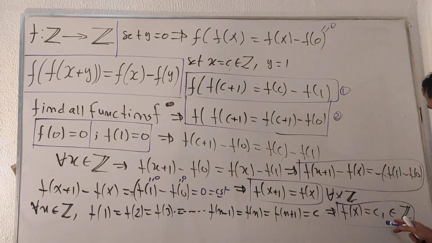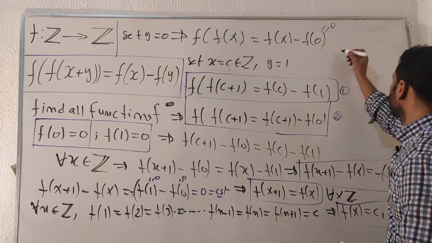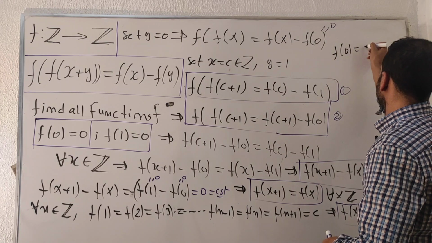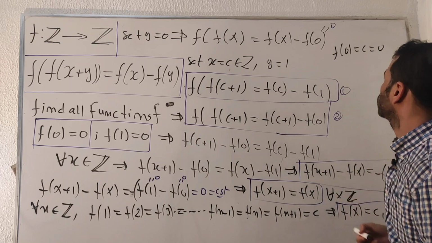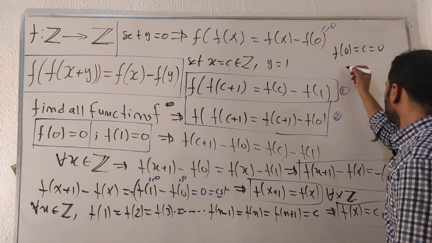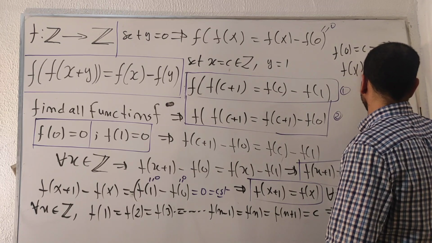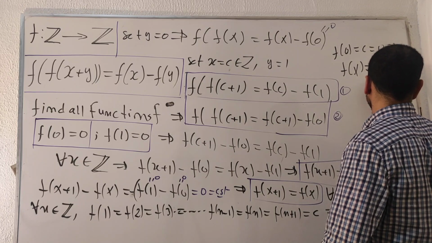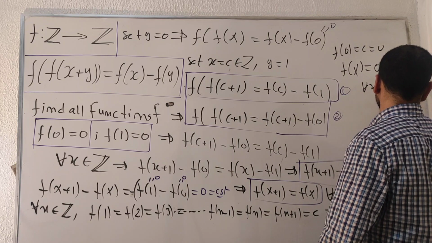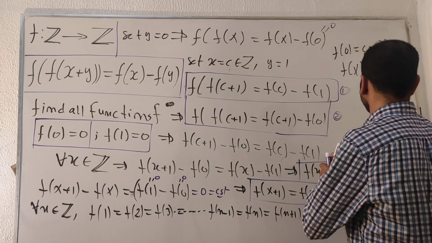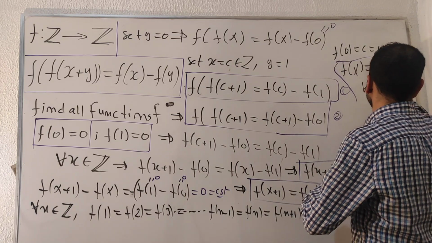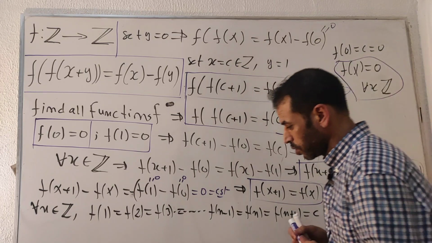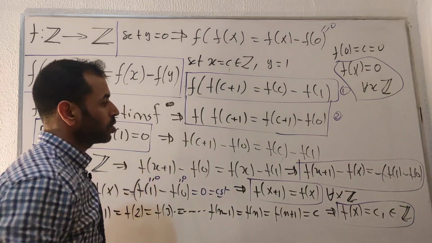Now the only thing we need is to determine the constant c. It's simple to determine the constant c by replacing x with 0. So we get f of 0 equals c, which equals 0, because we determined f of 0 equals 0. So finally f of x must equal 0 for all x as an integer. So we have determined the function f of x equals 0 for all x, the integer numbers.